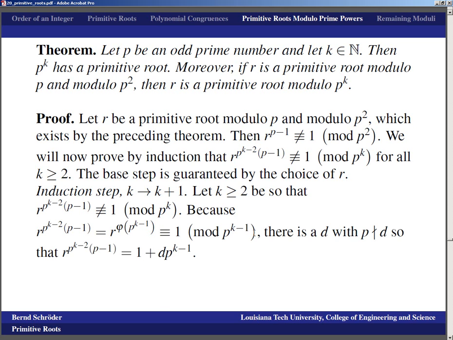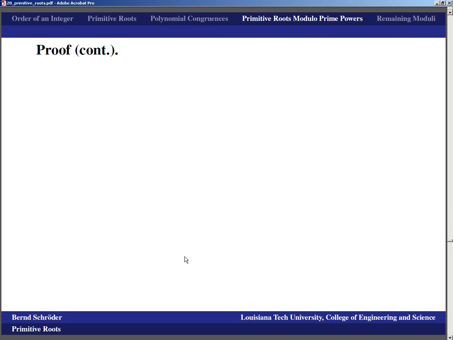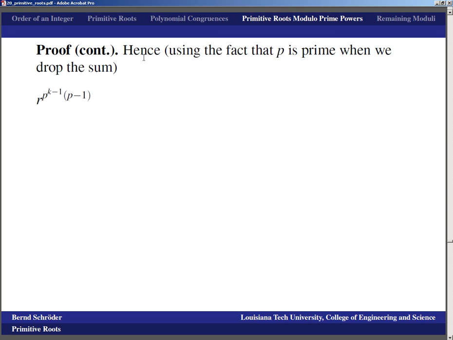So because that is the case, there is a d, so that p does not divide d, and r to the p to the k minus 2 times p minus 1 is equal to 1 plus d times p to the k minus 1. And that thing we're going to raise to the p.